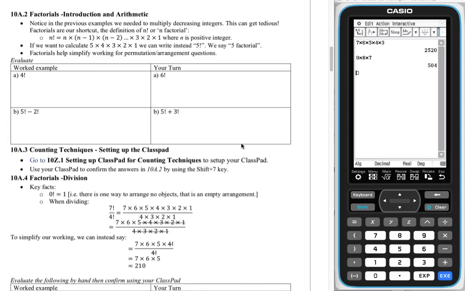So in this example, we'll be looking at something called factorials. We'll be introducing them and looking at how to use factorials and add and subtract them together. So you may note in the previous examples, we needed to multiply by decreasing integers.